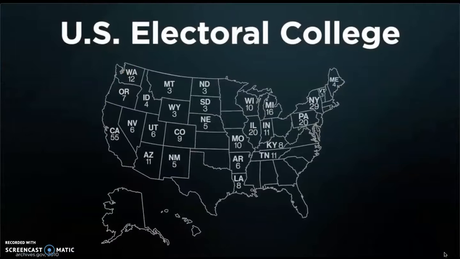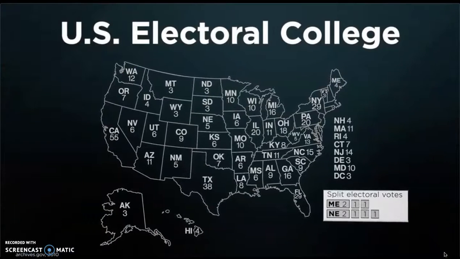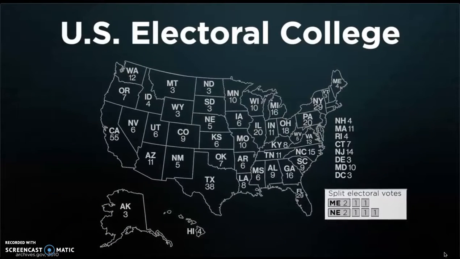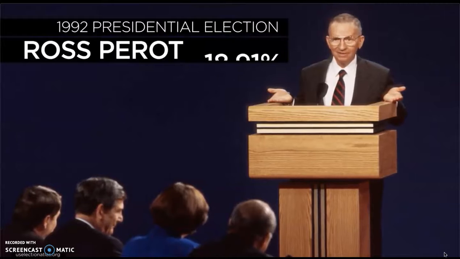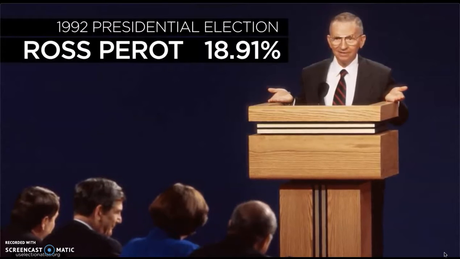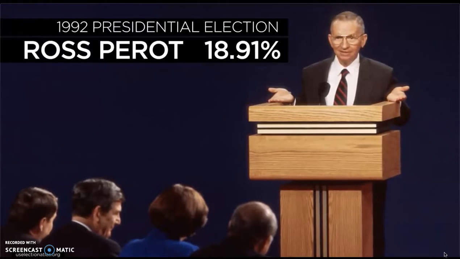That is, each state has a set number of electorates, and whichever candidate gets the majority of votes, even by a fraction, wins all of those electorates. There is no reward for second place, and therefore little incentive to create a party that will get some votes, but not the majority. For example, in the 1992 presidential election, independent candidate Ross Perot received nearly 20% of the popular vote and still did not garner a single electoral vote.